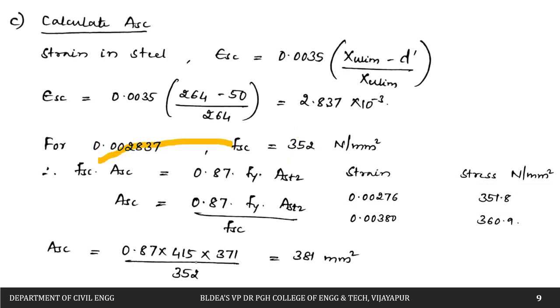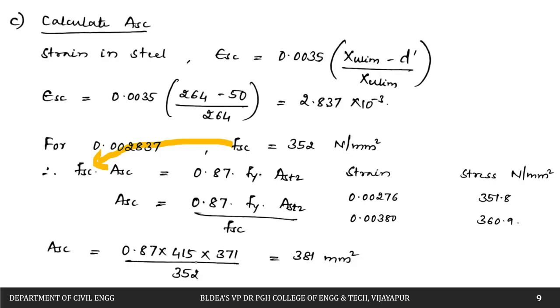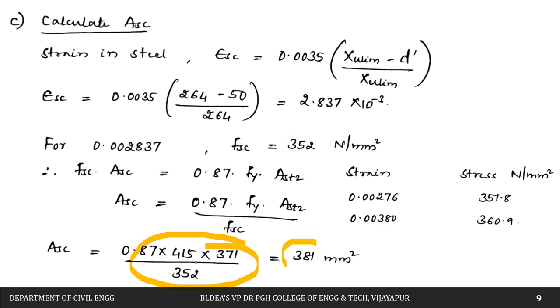So that value we'll substitute in this equation, that is FSC into ASC. You can see here, this is the formula we'll use: FSC into ASC is equal to 0.87 fy into AST2. So FSC value is 352, 0.87 we have, fy is 415, AST2 we have just calculated. If you substitute all these values, we will get the ASC value as 381 mm square.